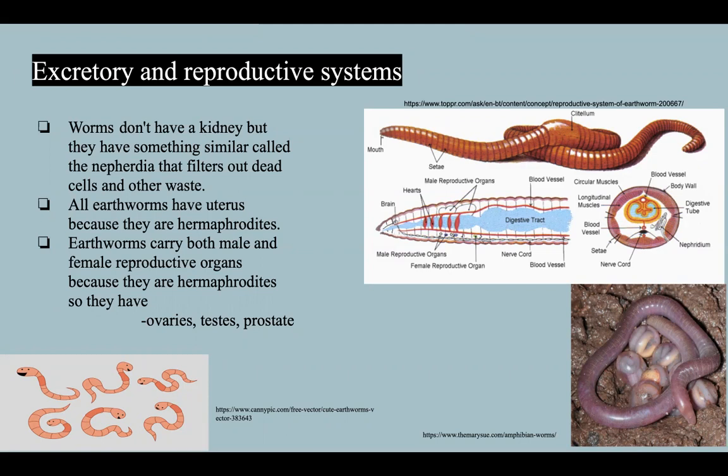And then all earthworms have uteruses because they are hermaphrodites. Earthworms carry both male and female reproductive organs because, like I said before, they are hermaphrodites, so they all have both ovaries, testes, and a prostate.